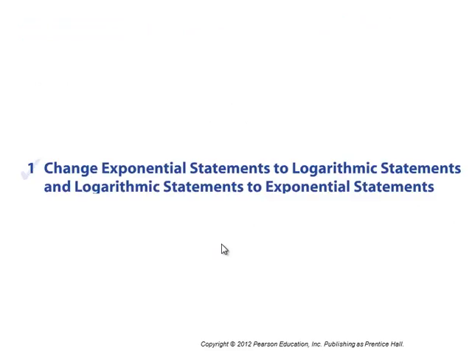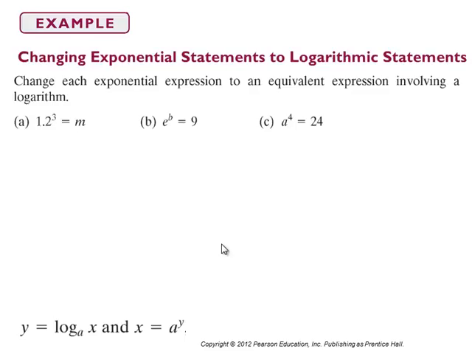And we can always go back and forth between logarithms and exponentials. For example, if I say that 1.2 raised to the 3rd power is equal to m, that's the same thing as saying that log base 1.2 of m is equal to 3. The 1.2 is the base of the logarithm as well as the base of the exponentiation. The exponent 3 is the result of taking the logarithm.